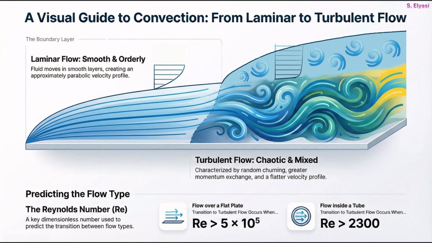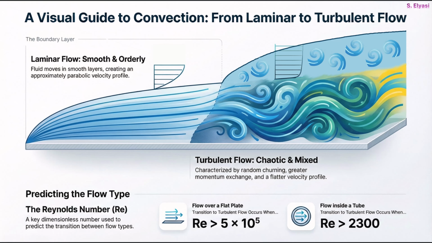The visual guide to convection and the transition from laminar to turbulent flow. We're diving into a really fundamental question in fluid dynamics. How do we know when a fluid's flow is going to go from smooth and predictable to, well, a complete chaotic mess? So let's break down the three key takeaways you need to understand this critical shift.